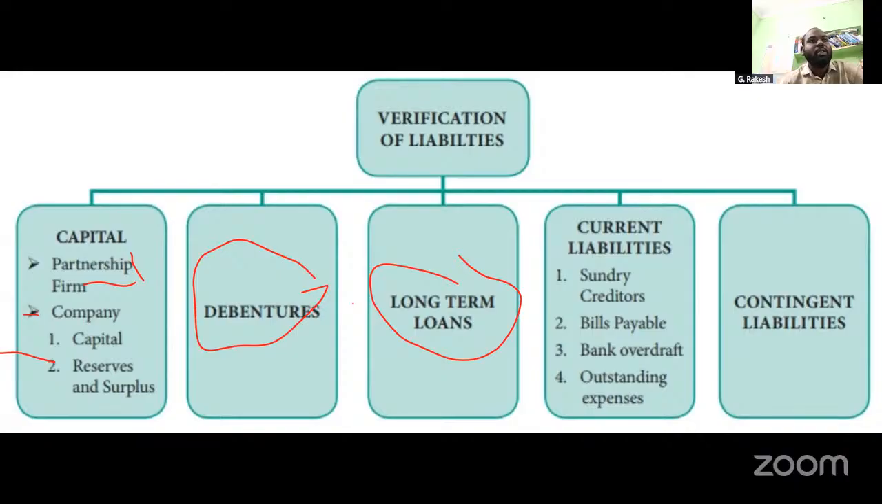He should also verify that secured loans are shown separately from unsecured loans. Any interest due but not paid is treated as a current liability in the balance sheet. So he has to follow these kinds of verification. He should obtain a confirmation letter from the parties who have advanced loans and should verify the balances with the books of accounts.